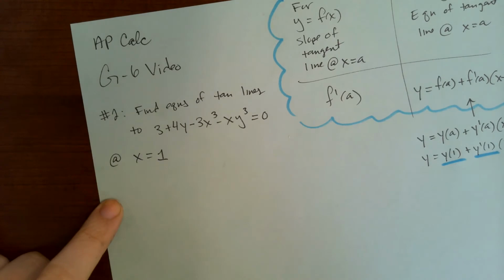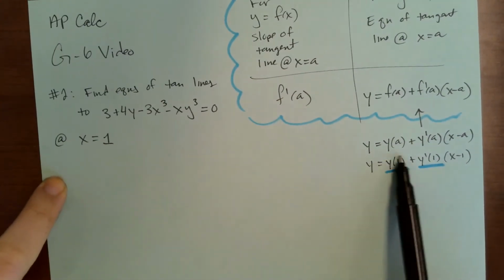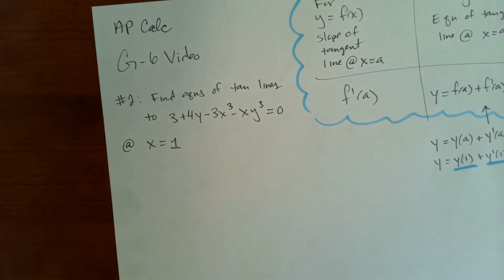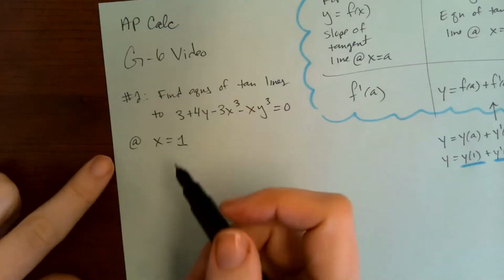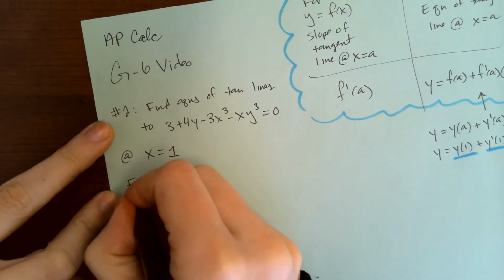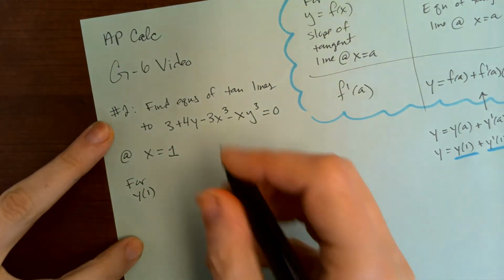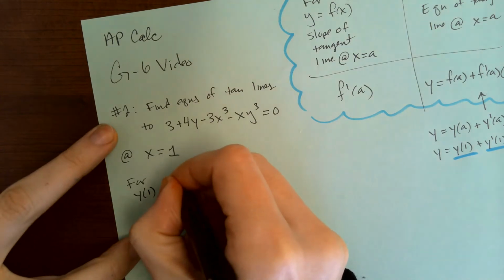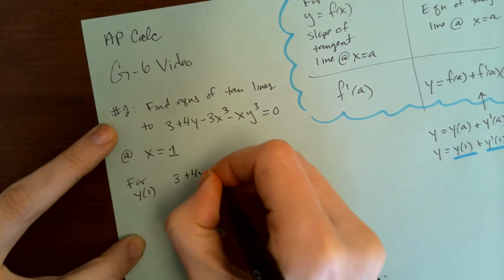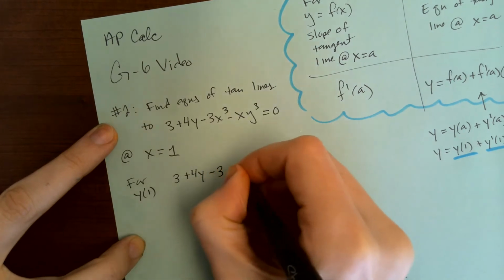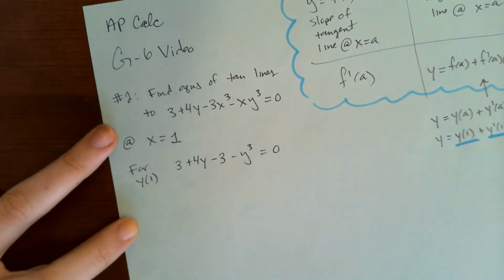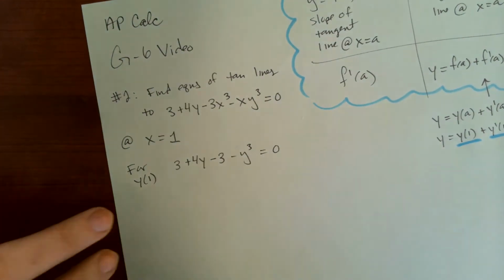Okay, so I've got to find the y values that come out when I plug x in for 1, all right? So let me say this. For y of 1, we end up getting 3 plus 4y minus 3 minus y cubed equals 0. Okay, I plugged 1 in for x.